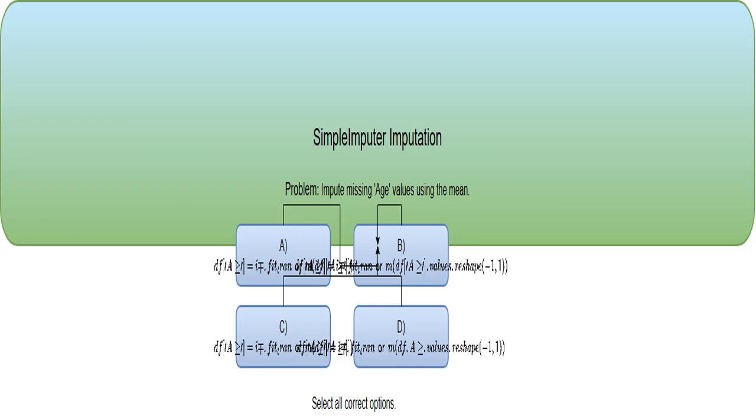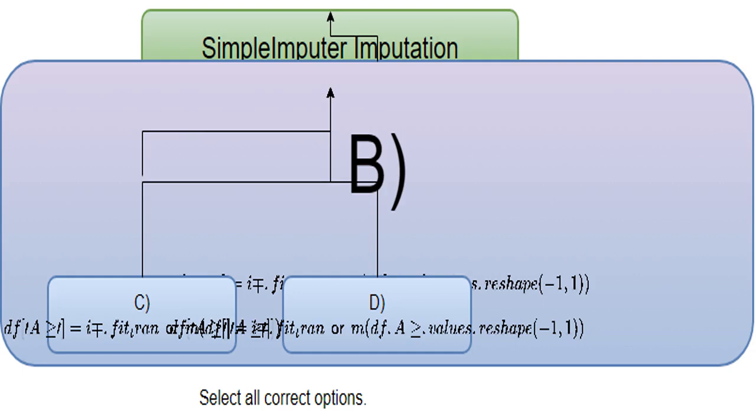This problem statement sets the stage. We're going to use the SimpleImputer from scikit-learn, a powerful tool for handling missing data, specifically focusing on how to fill in missing age values using the average of the existing ones. This line shows one way to solve the problem.